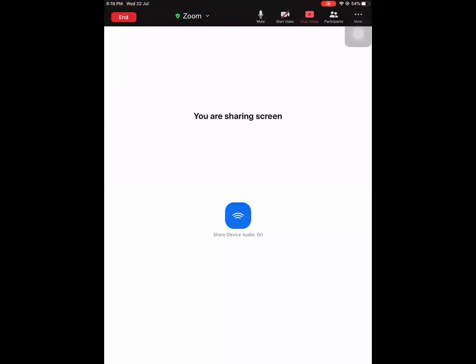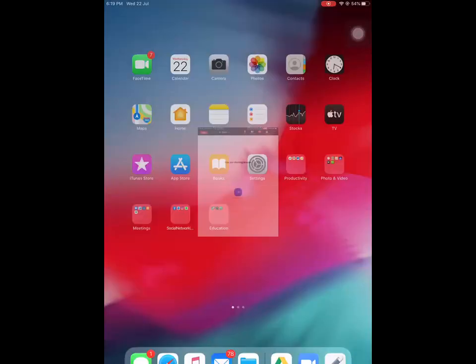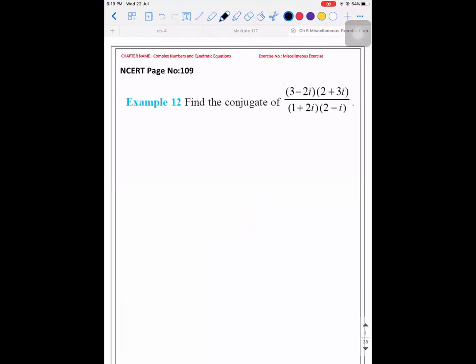So open the miscellaneous page and be ready. NCERT page 109. We'll start with the example problems. Sharing my screen, just confirm if you're able to see. Now listen. NCERT page 109, look at example 12.